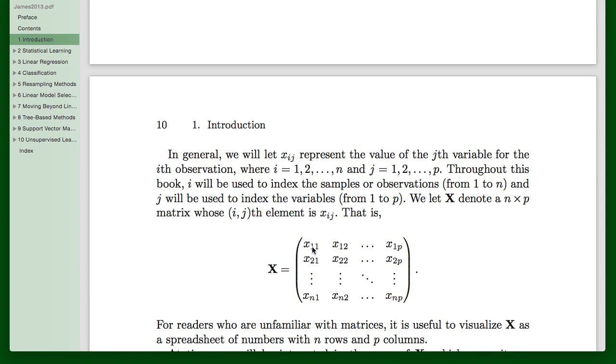So x11 is in the first row in the first column, x12 is in the first row in the second column, and so on for p columns. And x21 is in the second row in the first column, and so on until we get to the nth observation. Each one of these rows represents an observation, and the very last one is xn1 through xnp.